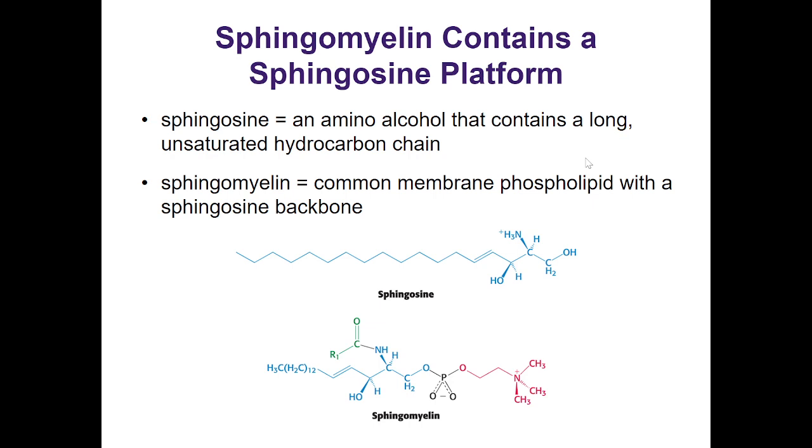Okay, so sphingomyelin, this is going to contain a sphingosine platform. Sphingosine is an amino alcohol that will contain a long unsaturated hydrocarbon chain. Sphingomyelin is a common membrane phospholipid. This will have that sphingosine backbone, and this is it right here. So again, this is that sphingosine. And right here, we have the sphingomyelin. Notice the phosphate here linked to this group. Okay. And then we have our acyl linkage, that would be our fatty acid right here.